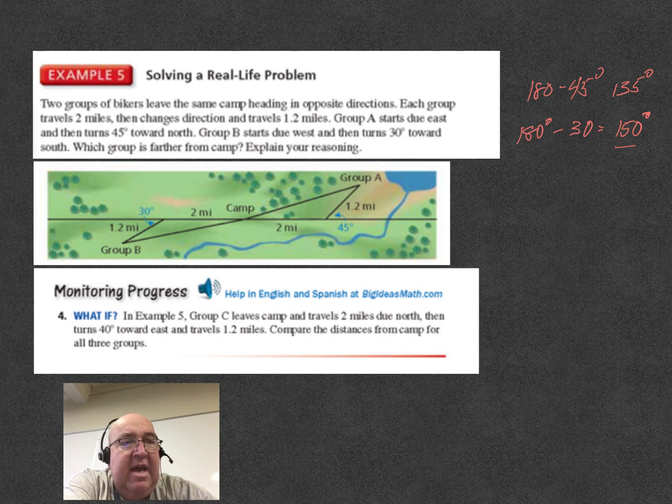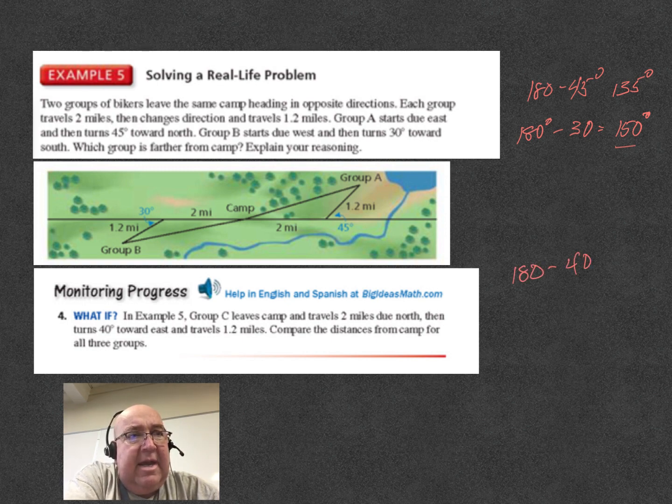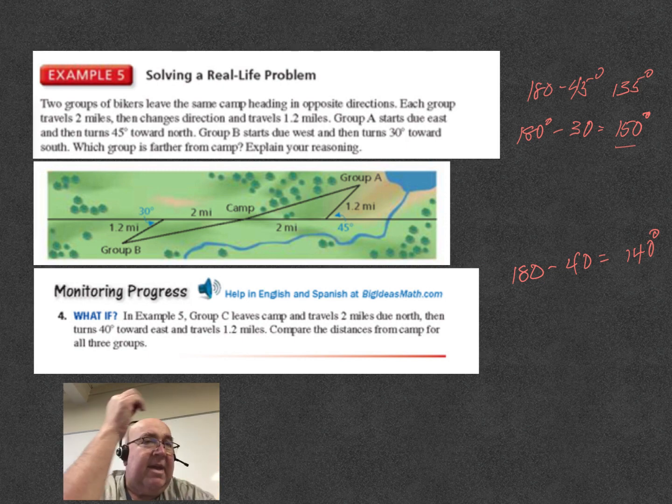And finally, if we add group C that travels 2 miles north and turns east for 1.2 miles at 40 degrees, they're going to be 180 minus 40 for their angle. They're going to be an angle of 140 degrees. So they'll be between group A and group B. So group A is closest, then group C, then group B.